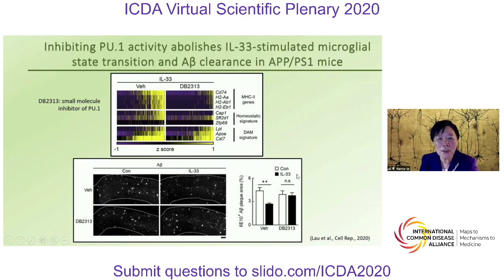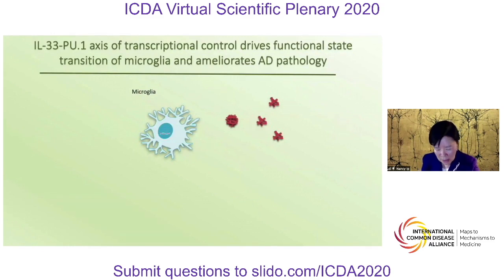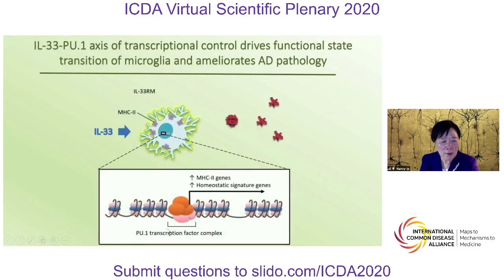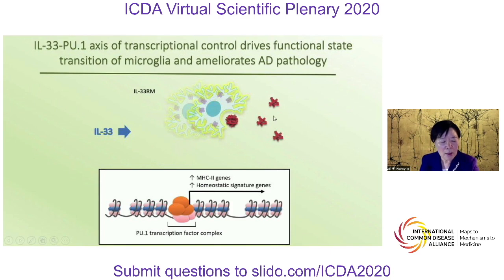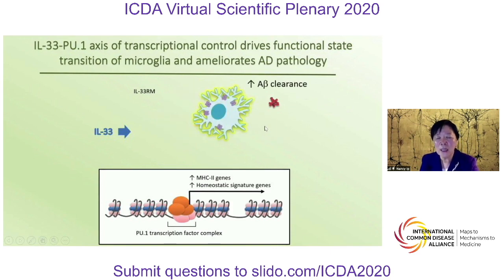So all these data really highlight the crucial role of PU1 in controlling the microglial state transition and also the beneficial function in AD. So IL-33 can trigger this PU1 dependent transcriptome reprogramming in microglia, and it induces MHC2 genes and also induces the homeostatic signature genes, resulting in enhanced chemotactic response towards A-beta and subsequent A-beta clearance.